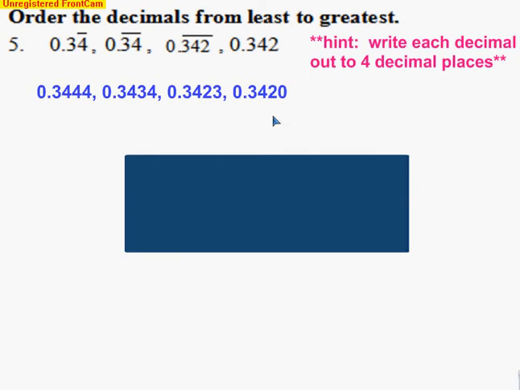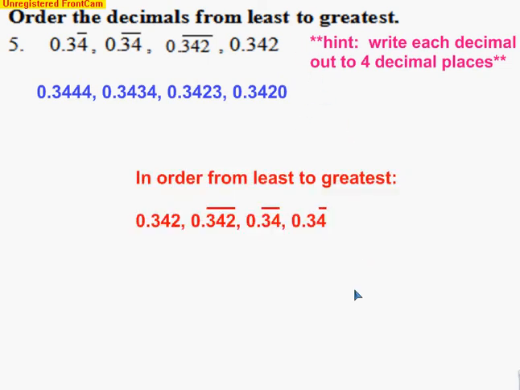0.3420. Now that all these decimals are out to 4 places, we are able to compare them and order them from least to greatest. If we take a look, that would put them in this order. So 0.342 would be our smallest value, then 0.342 repeating, then 0.34 repeating, and then 0.3 with the 4 repeating.